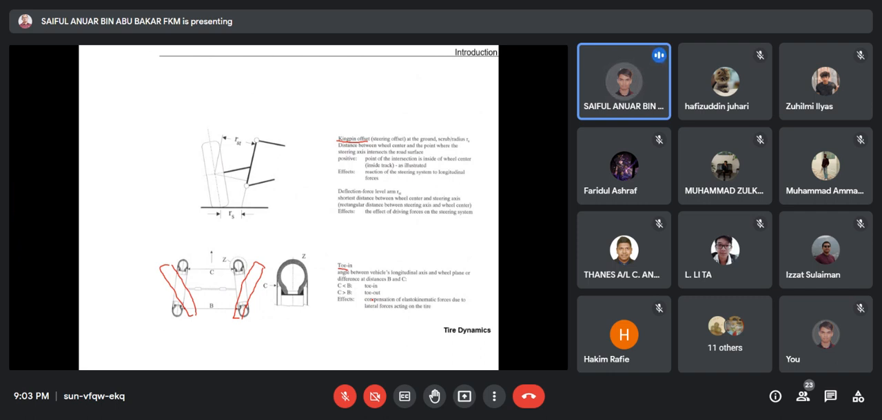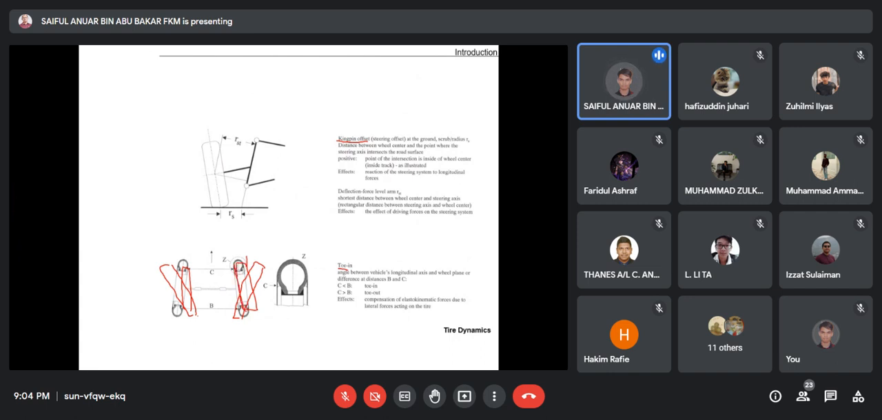Usually for a vehicle we're going to have a slight toe-out like this. When we lift up the wheel, the mechanic does the setting like this one. Whenever we put the car back on the ground, due to the weight it's going to correct itself like this.